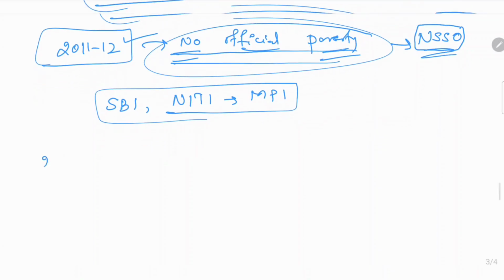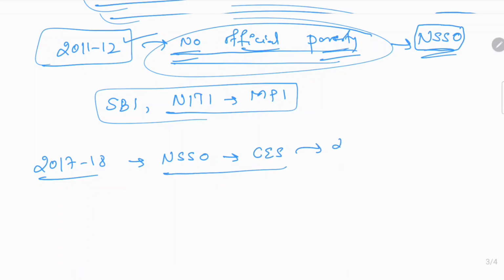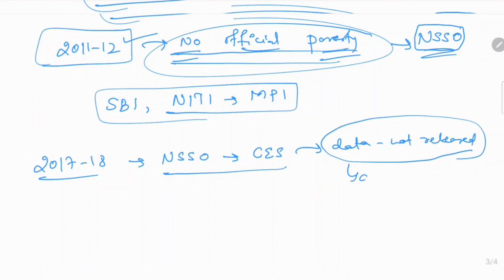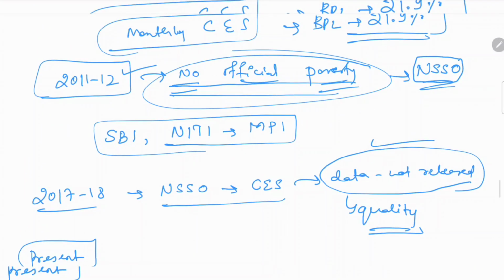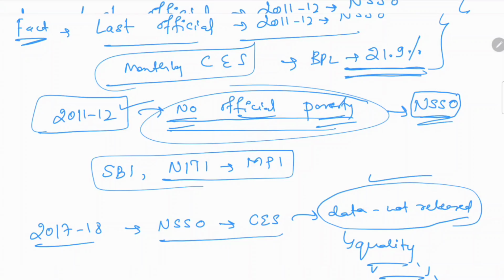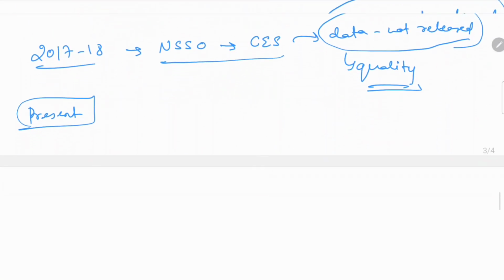And remember another fact, that in 2017-18 there was an attempt by the NSSO to come up with the consumption expenditure survey, but this data was not released because there were some concerns with the quality of data, and that is why it was not released in the public domain. So presently, even today our official poverty estimation is dependent upon the Tendulkar committee, and the BPL is 21.9%. However, the recent data show different pictures because the 2011-12 era has gone. So now the government relies upon the Niti Aayog's multidimensional poverty index.